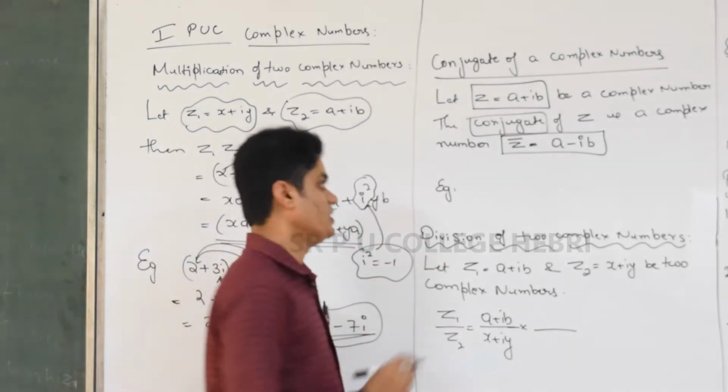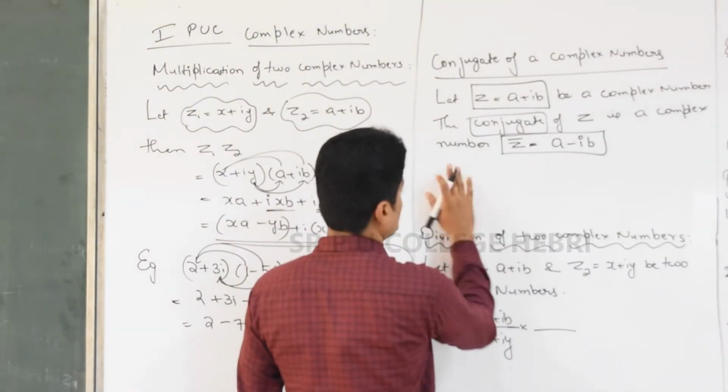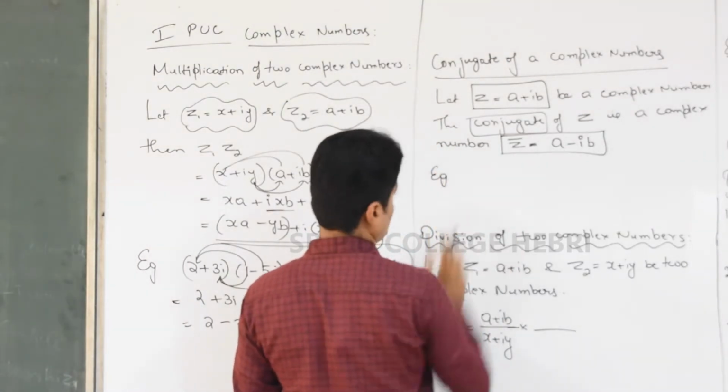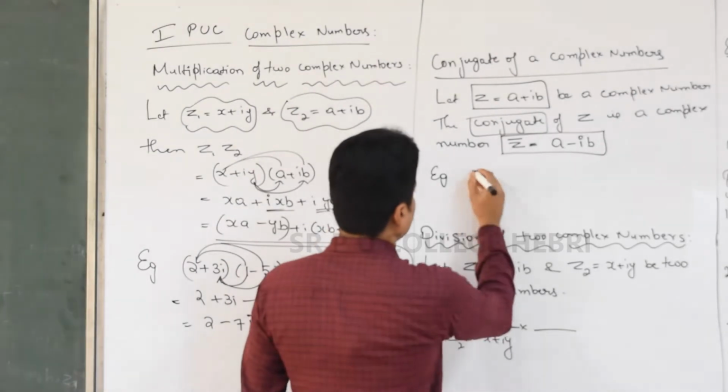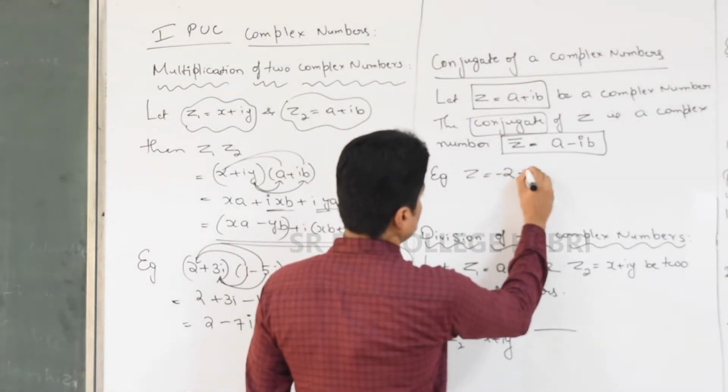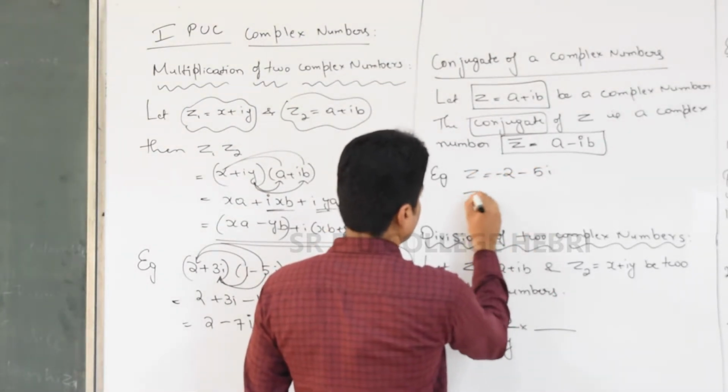Please remember that. Let me take some examples so that this concept is very clear to you. Suppose z is equal to minus 2 minus 5i. Tell me, what is z bar?